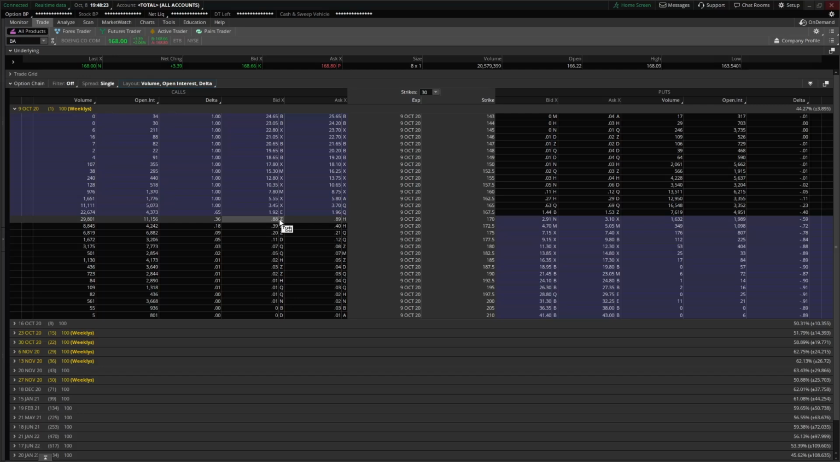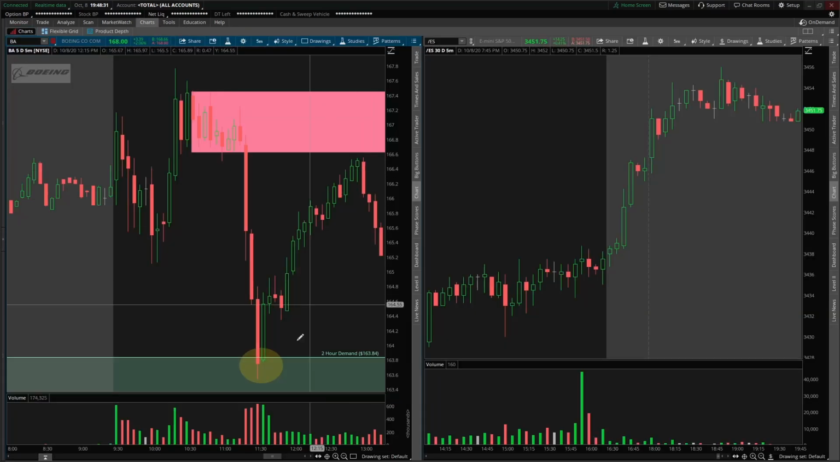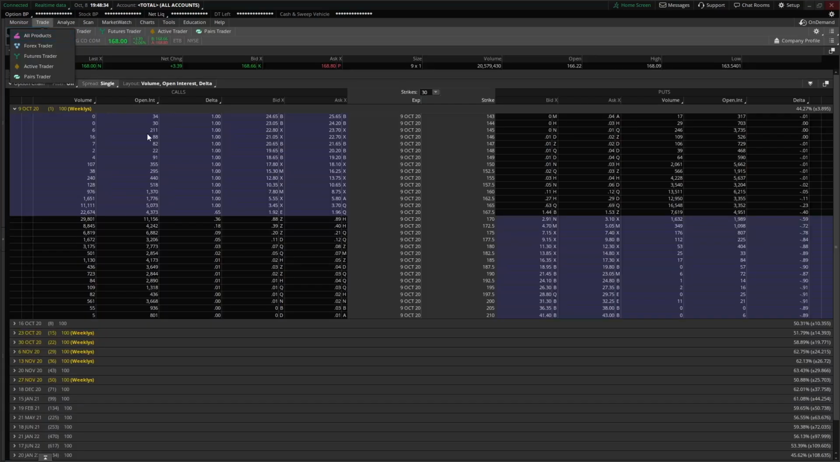So not including any other Greeks, if we were just to focus on the delta, and in this case we have a delta of 0.36 right here, for every dollar that Boeing increases in value, these contracts at 89 cents are going to increase in value.